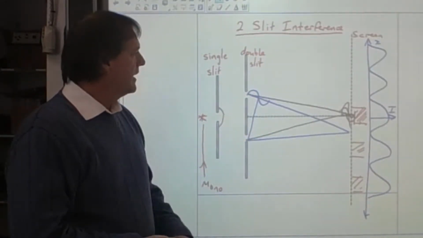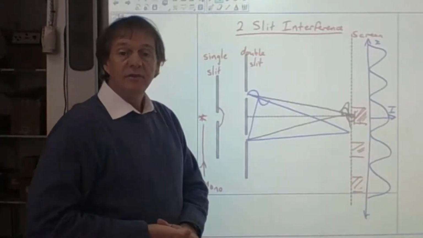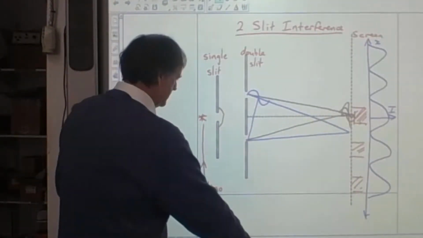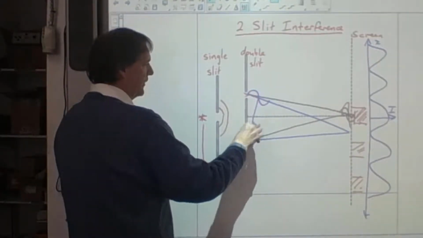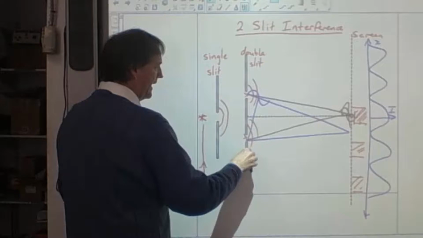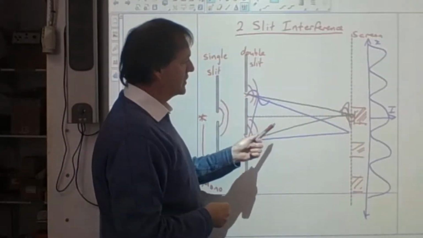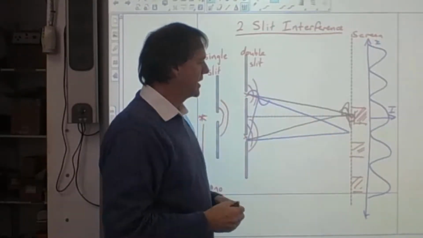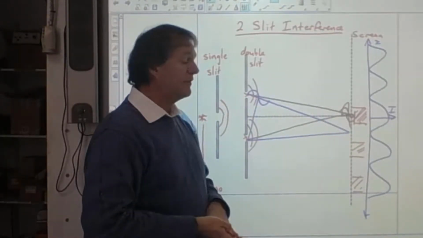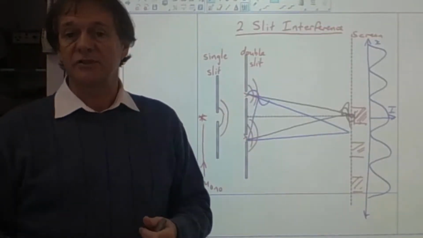If you're asked to explain why you get a pattern there, there's a combination of things here. The diffraction here allows this to be coherent sources, and the diffraction here allows the waves to overlap on the screen, and then it's just a question of the fact that they travel different distances from each point here to the point on the screen, and whether they arrive in phase or out of phase determines if you're going to get constructive interference or destructive interference.